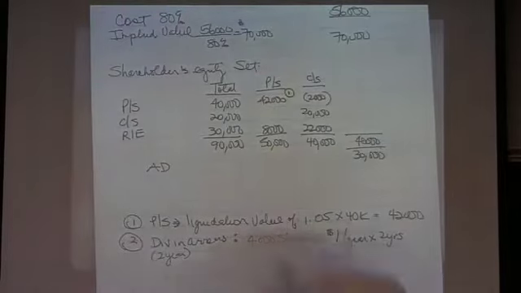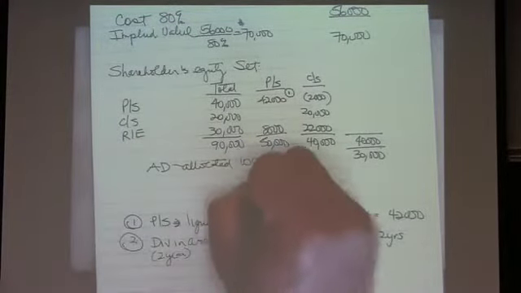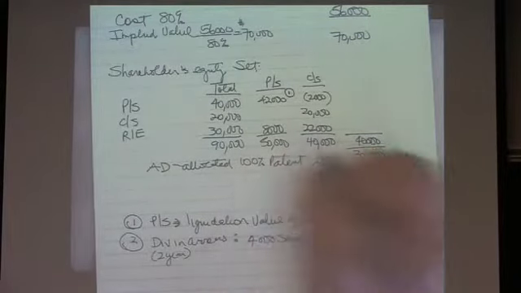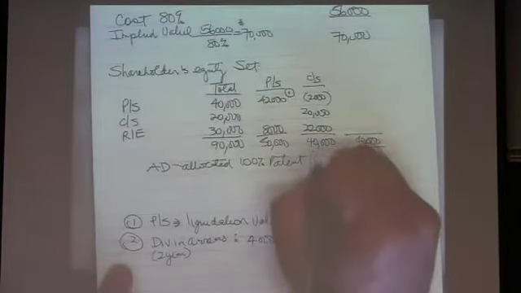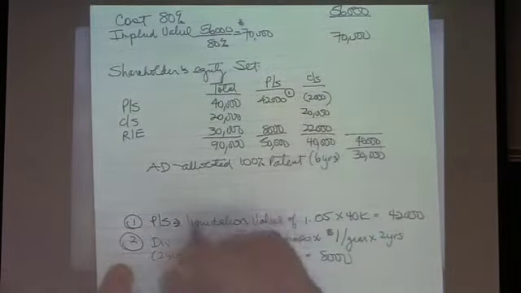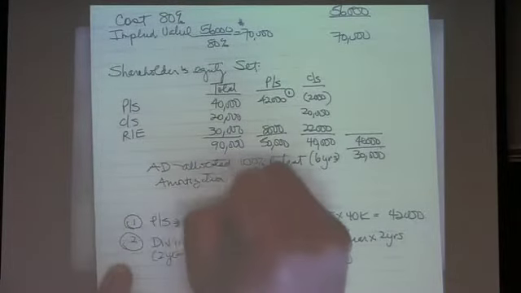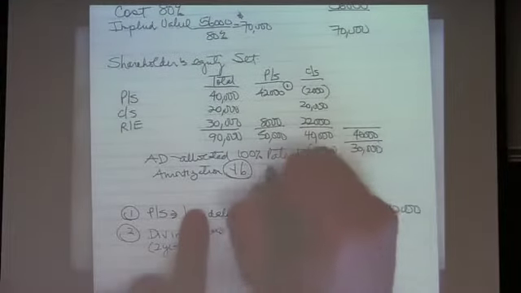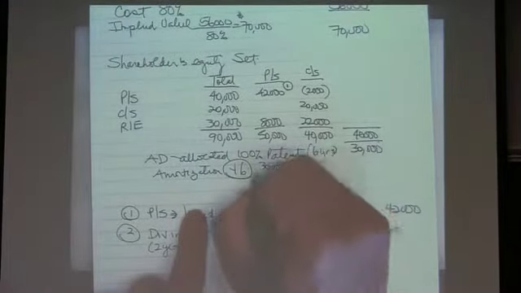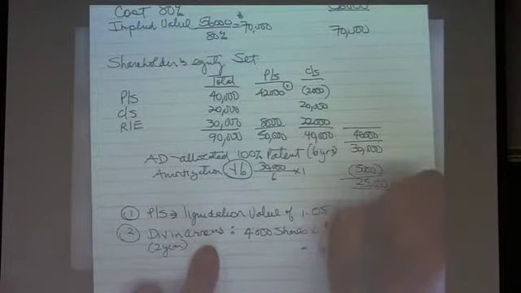Okay. And we know that it's allocated 100% to patent. We're told that. And patent has a 6-year life, right? So the amortization for year 6 is going to be 30,000 divided by 6 times 1, which is 5,000. So this is the remaining unamortized AD.